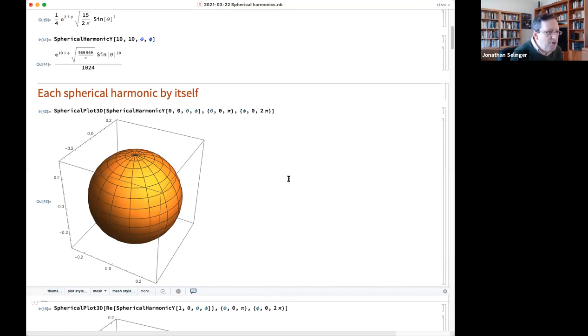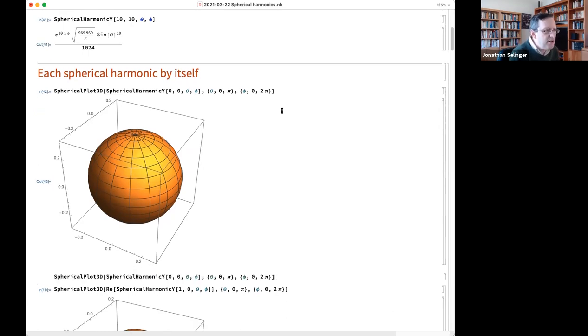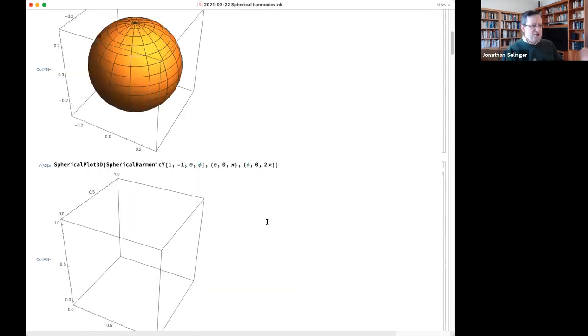What about if I want to do this kind of a plot for a higher order, more interesting case? Suppose I want to do the spherical harmonic 1, -1. So L equals 1, M equals -1. It does nothing. Why not? Aha, I made a mistake.